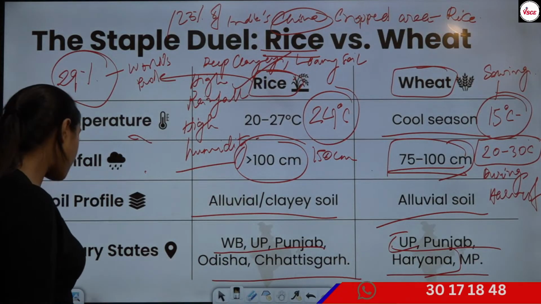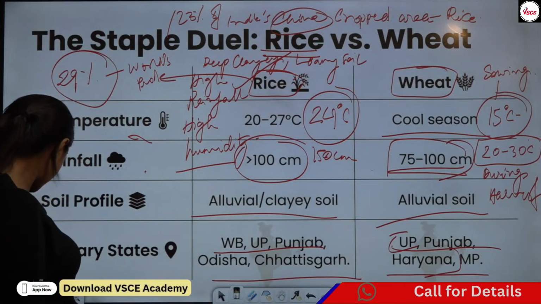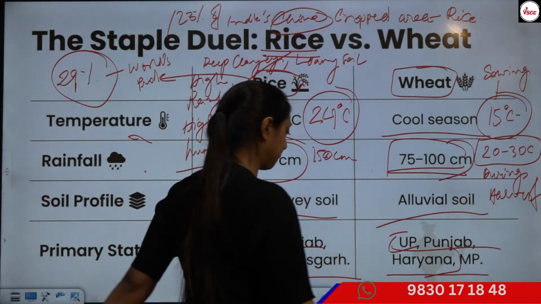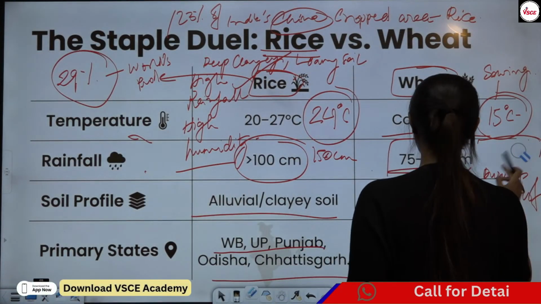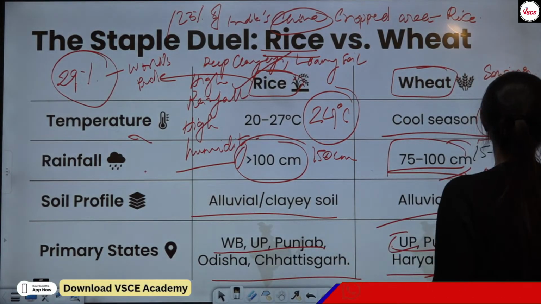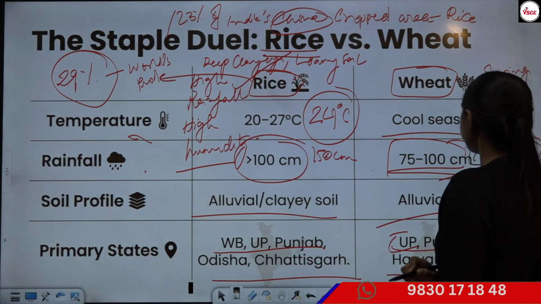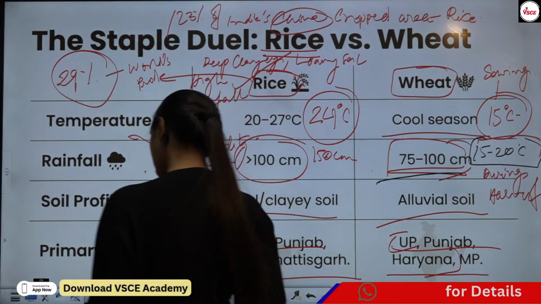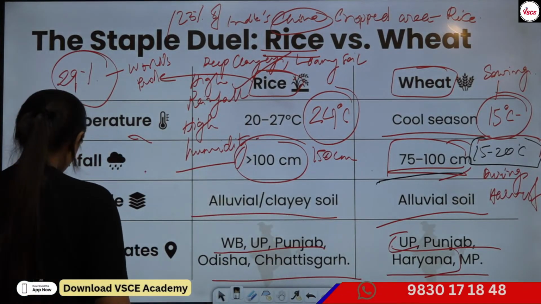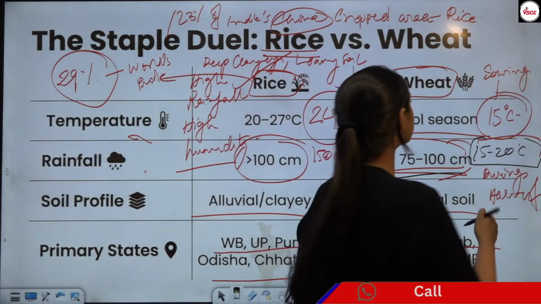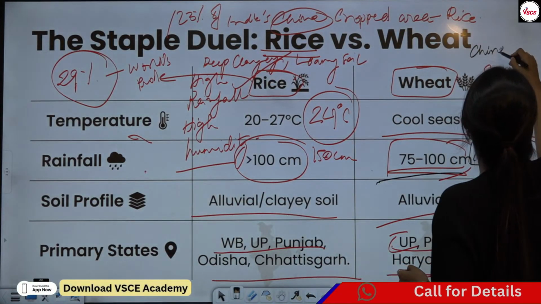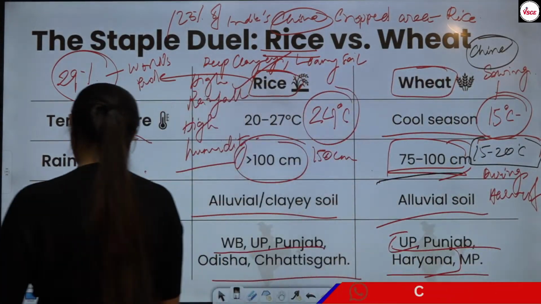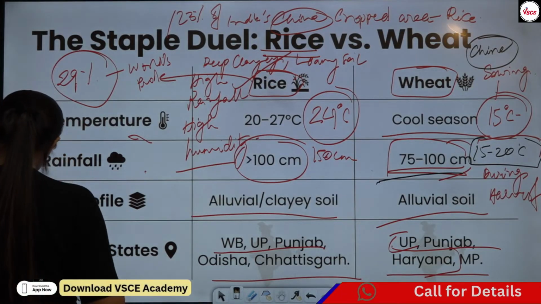So I was telling you that wheat requires around 10 to 15 degrees Celsius at the time of sowing, and 15 to 20 degrees Celsius at the time of ripening, and this is the amount of rainfall that it requires. It is seen in Punjab, Haryana, and Western UP. India is again the second largest producer of wheat after China. The first and largest producer of wheat in the world is China.